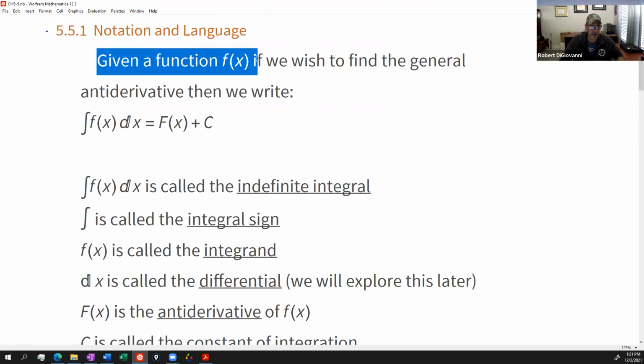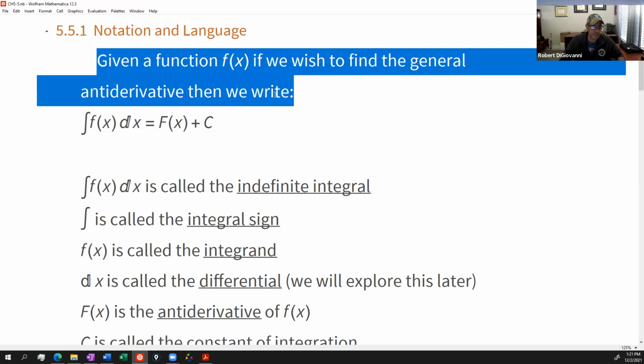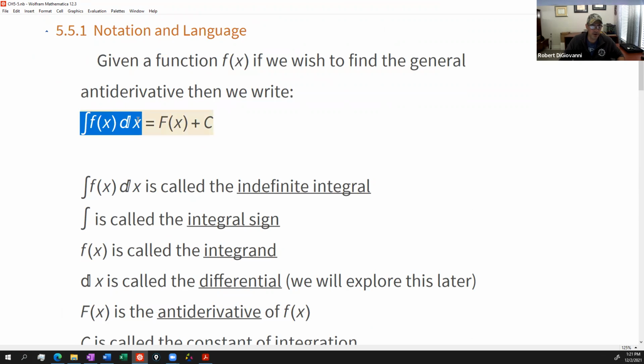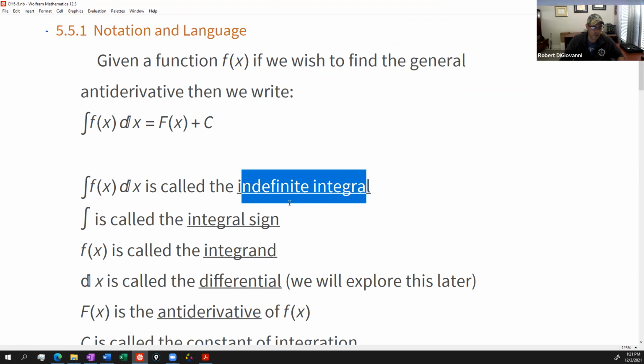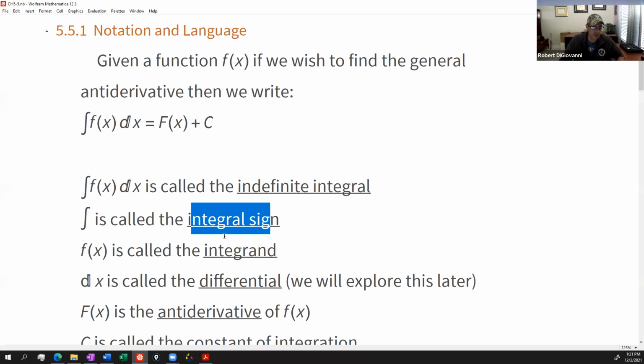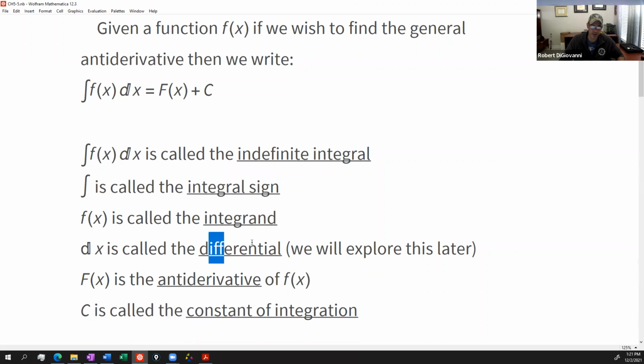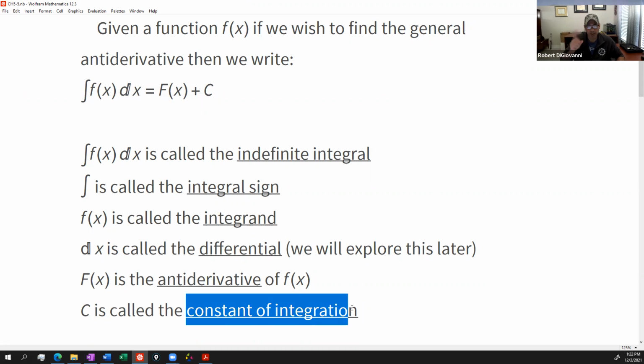If we were given a function f of x and we wanted to find the antiderivative, then this is the notation we would use, right? I wrote that down. I said, this is the notation. Little f of x here, here's capital F, that's the antiderivative. And then I told you what each of these things is called. This thing is called the indefinite integral. This symbol is called the integral sign. The function itself is called the integrand. That little dx is called the differential. The capital F of x is actually the antiderivative. And then the plus c actually has a name. It's called the constant of integration. So do not forget your constant of integration. It's always going to be there when you do an antiderivative.